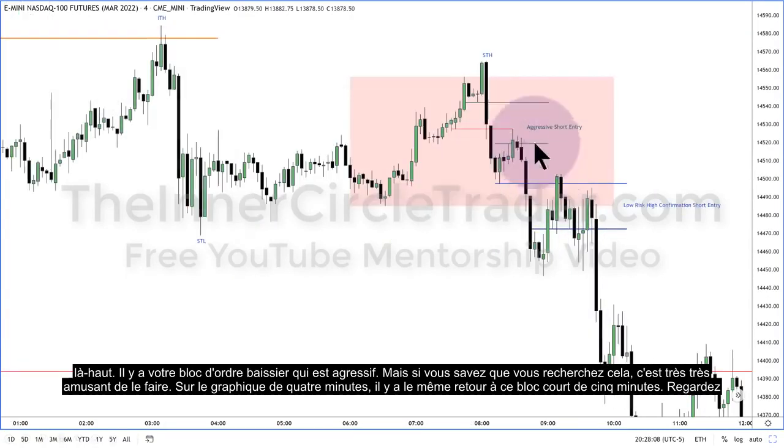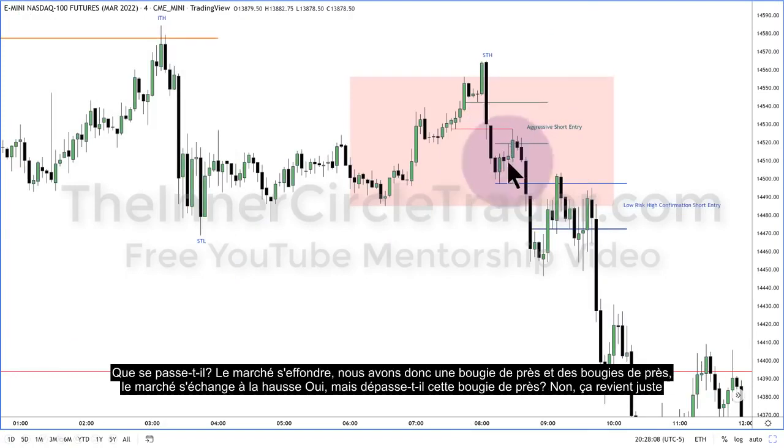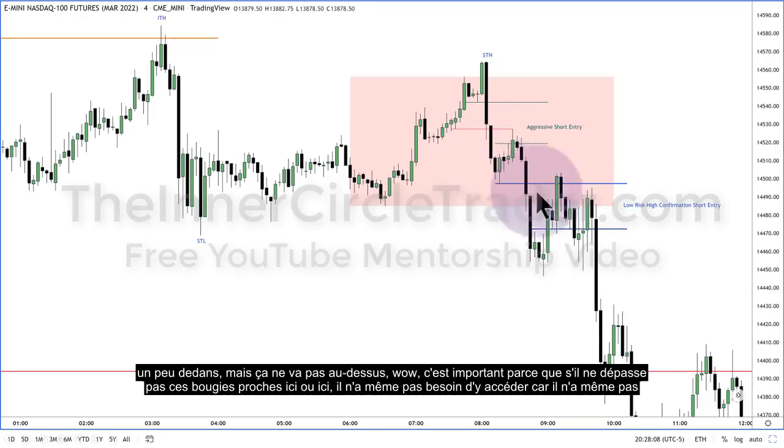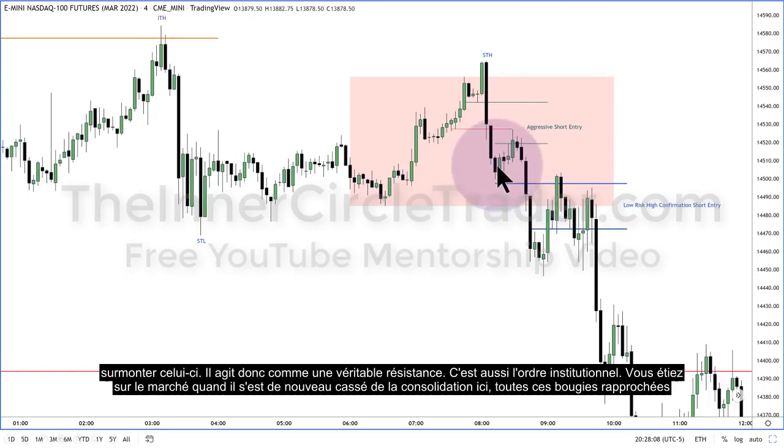It's aggressive, but if you know what you're looking for, that's very, very fun to do. On the 4-minute chart, there's that same return back to that 5-minute bearish order block. Watch what happens. Market breaks lower, so we have up close candle and up close candles. The market trades higher, yes, but does it overtake this up close candle? No, it just trades back up into it a little bit, but doesn't go above it. Wow, that's important, because if it doesn't overtake these up close candles here or here, it doesn't even need to get to these because it hasn't even overcome this one. So it acts as real resistance. That's institutional order flow.